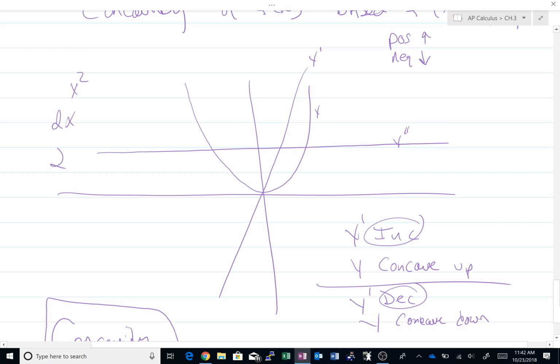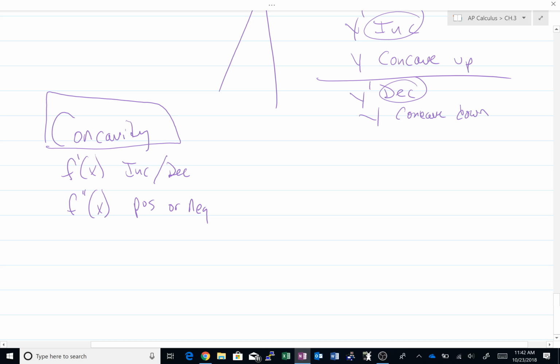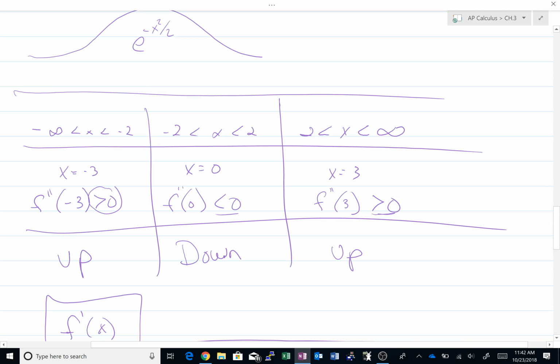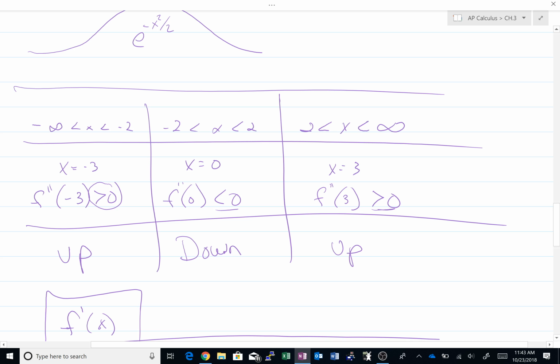This may be a stupid question, but how do you know that y double prime is positive? You're going to test values. That's why I made you do this little chart real quick. These are my test values between -2 and 2, basically. This is everything left of -2, this is everything in between -2 and 2, and this is everything to the right of 2. You pick some values in that interval. -3 is less than -2. When I test it, notice that I get f double prime is positive. Therefore, it's up.